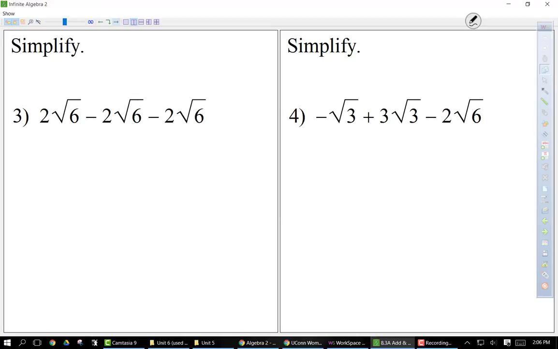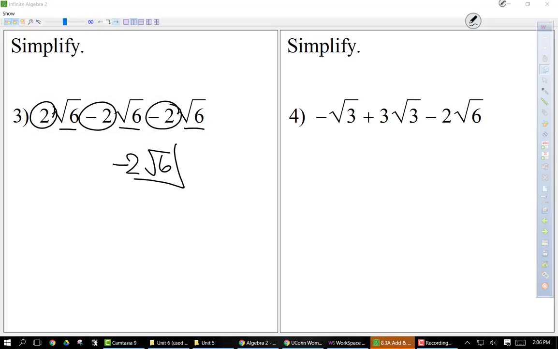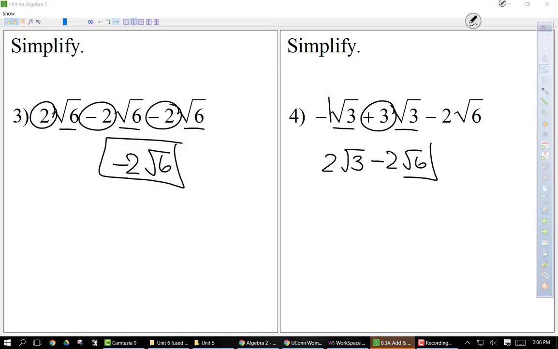I can combine the square root of 6, square root of 6, and a square root of 6, so I have all of it combined. 2 minus 2 gives me 0, minus 2 gives me -2 square root of 6. This one here, square root of 3, square root of 3, combine them. -1 plus 3 is 2, square root of 3 minus 2 square root of 6.